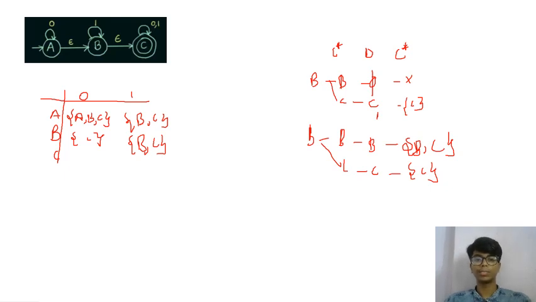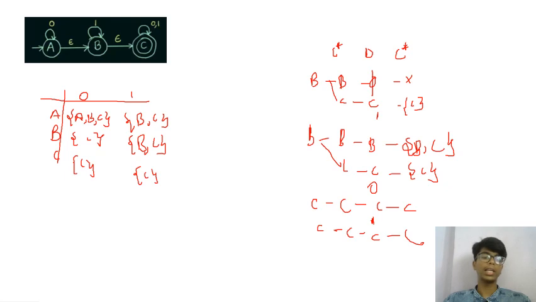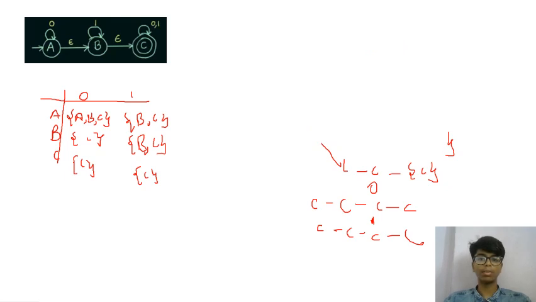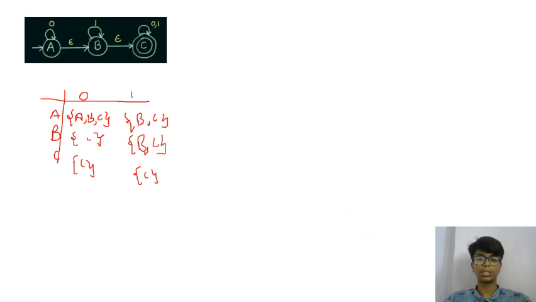And then finally C with input 0. C's epsilon closure is C itself, with input 0 goes to C itself, and the epsilon closure is C. With input 1 goes to C itself, and the epsilon closure is C, so it is C and C. So finally the transition table for the NFA with no epsilon transitions is this.